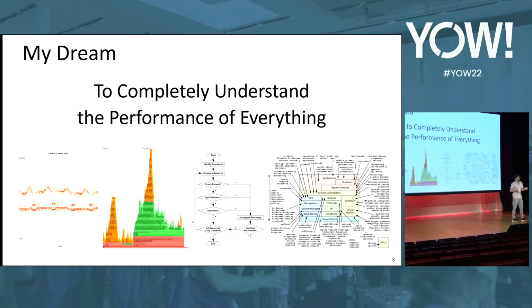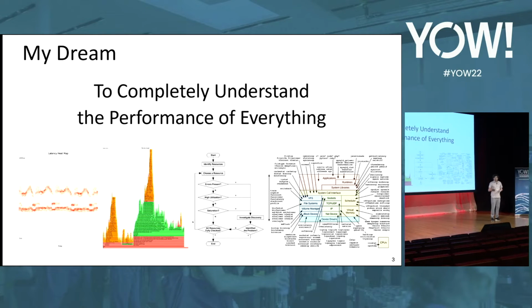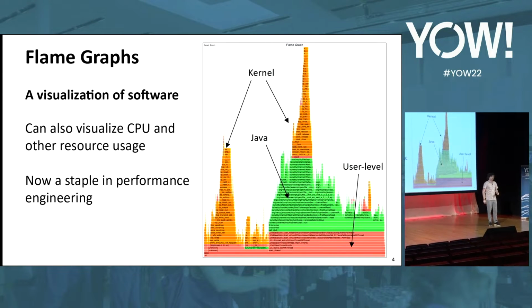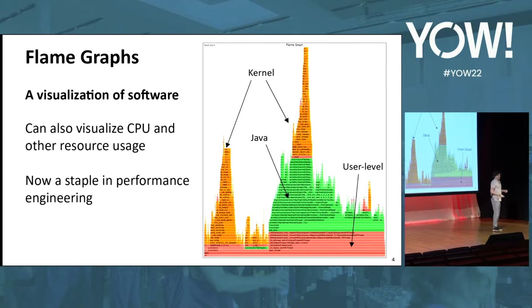My dream is to completely understand the performance of everything. The performance of applications, of libraries, of syscalls, the kernel, device drivers, hypervisors, firmware, and metal. Over the years, I've created various tools to aid with this. Latency heat maps have been widely adopted, flame graphs, methodologies, and lots of CLI-based performance tools. I'm going to talk about flame graphs. And flame graphs are really the one that's had the most performance wins, the largest monetary wins. It's primarily used to visualize CPU resource usage, but you can also use it for other things as well.